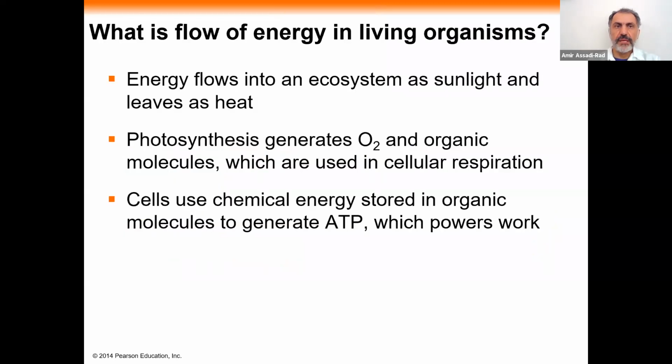Let's move on. What is the flow of energy in living things? We talked about this a little bit in the previous chapter. Energy flows in an ecosystem as sunlight and leaves as heat. Photosynthesis is an endergonic reaction that generates O2 and organic molecules, which are used in cellular respiration. Then cells use chemical energy stored in organic molecules to generate ATP, which powers work.